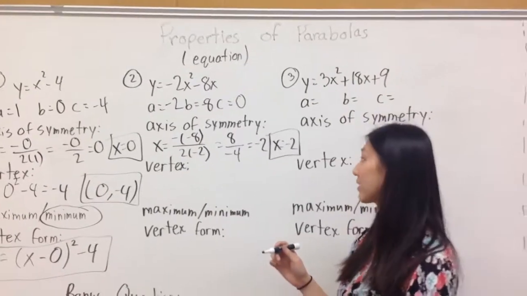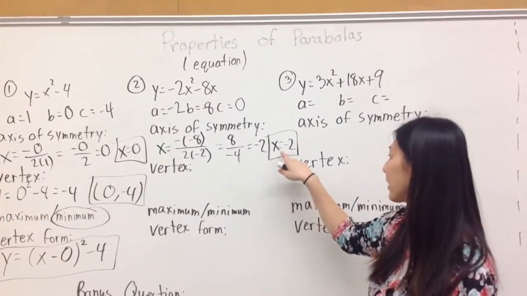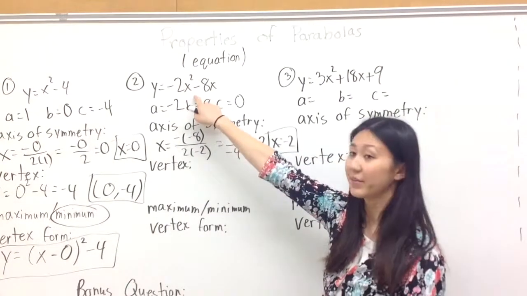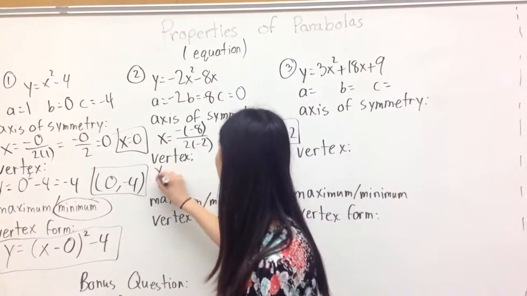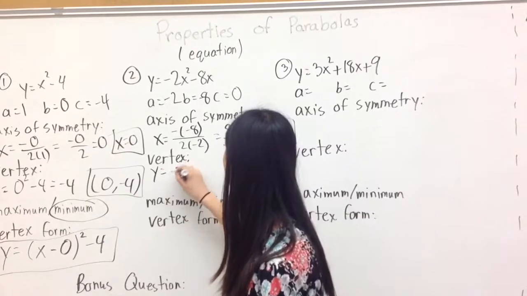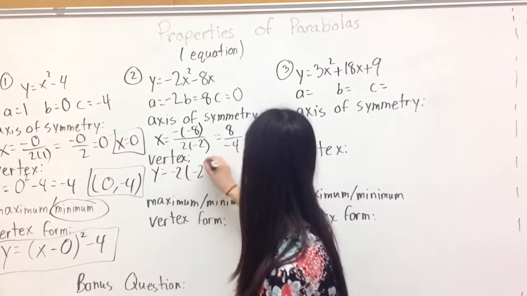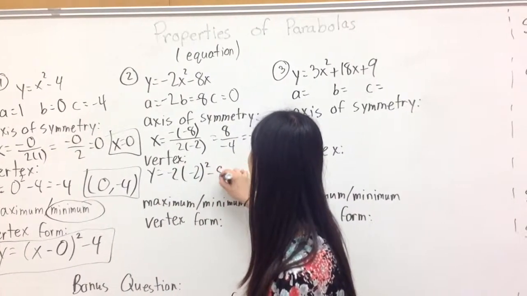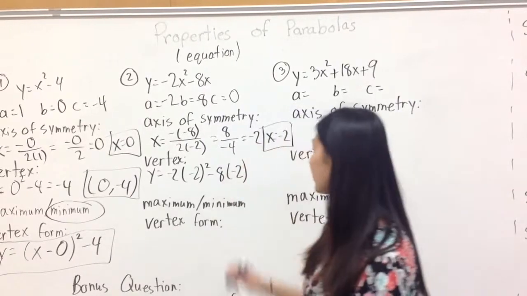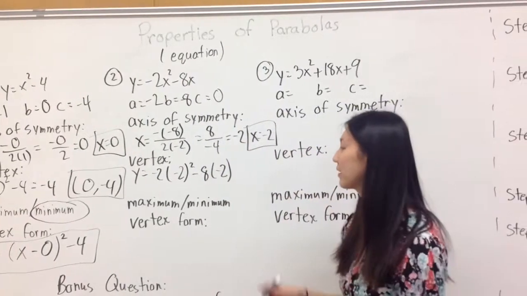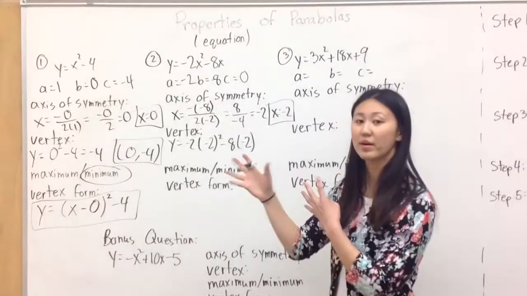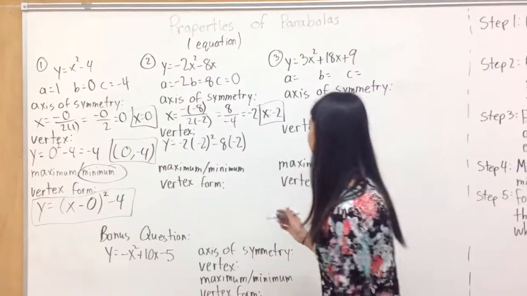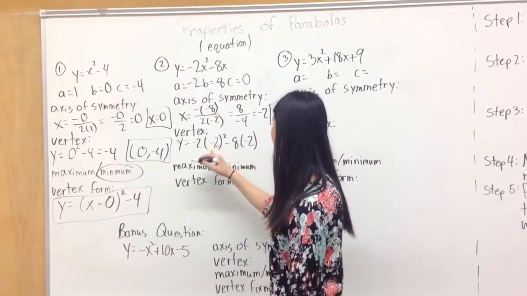Now let's look at the vertex. Remember, for the vertex, I'm plugging this into my equation here. So I get y equals negative 2, and then negative 2 squared minus 8 times negative 2. So remember, it's just going in for x, and I'm just using my order of operations now. So I want to square it before I multiply. That's really important. So I square before I multiply.